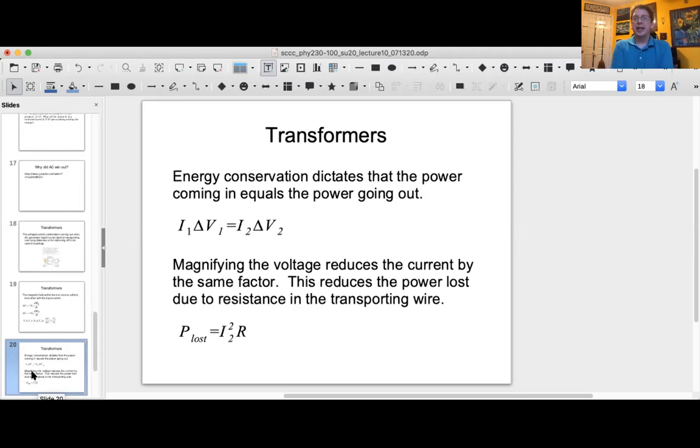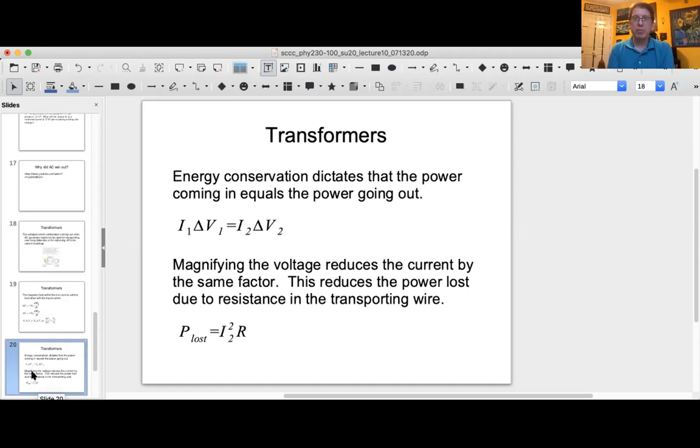And the catch is that energy conservation requires that the total power coming in is equal to the total power coming out. Now, in an ideal transformer, energy is perfectly conserved. In practical terms, energy is very nearly conserved, but you might lose some energy in the transformer. But basically, power in, or I1 delta V1, is equal to power out, which is I2 delta V2. So if you're doubling the output voltage, you're reducing the output current by half, but the product of current and voltage remains constant.